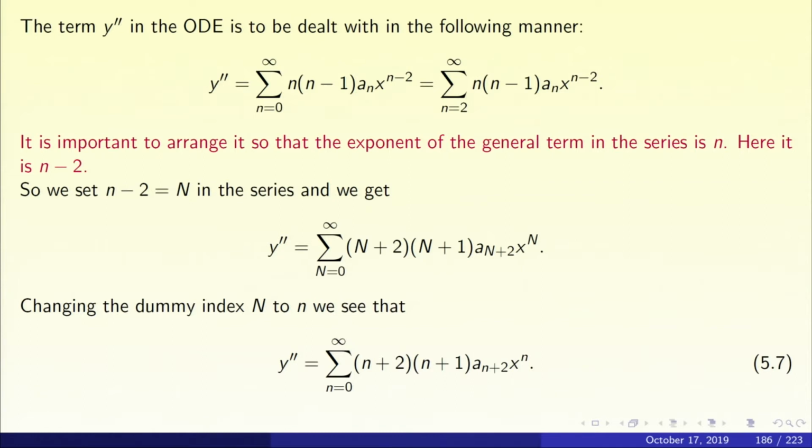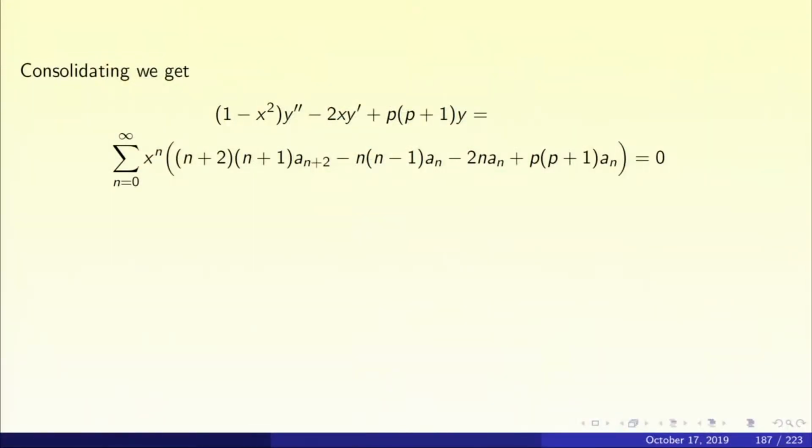So now you see we have the x squared y double prime, you got the y double prime, you got minus 2xy prime. All of them are sums from 0 to infinity and some coefficient times x to the power n. And the last term, p into (p plus 1) y, that is simple. That is simply summation n from 0 to infinity a n into p(p plus 1) x to the power n. So now all four terms have the same summation, little n going from 0 to infinity, x to the power n, and so now we just have to combine the coefficients. So let's do that.